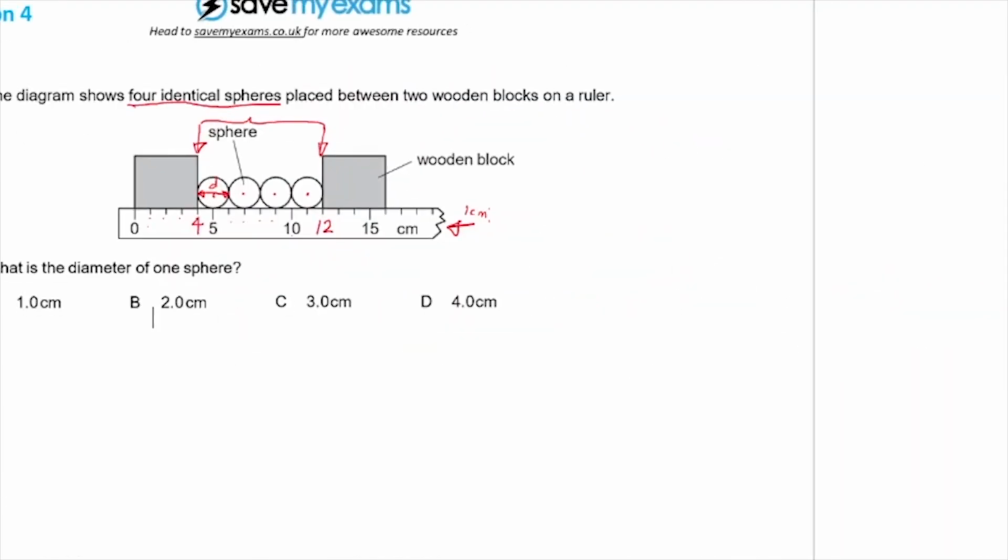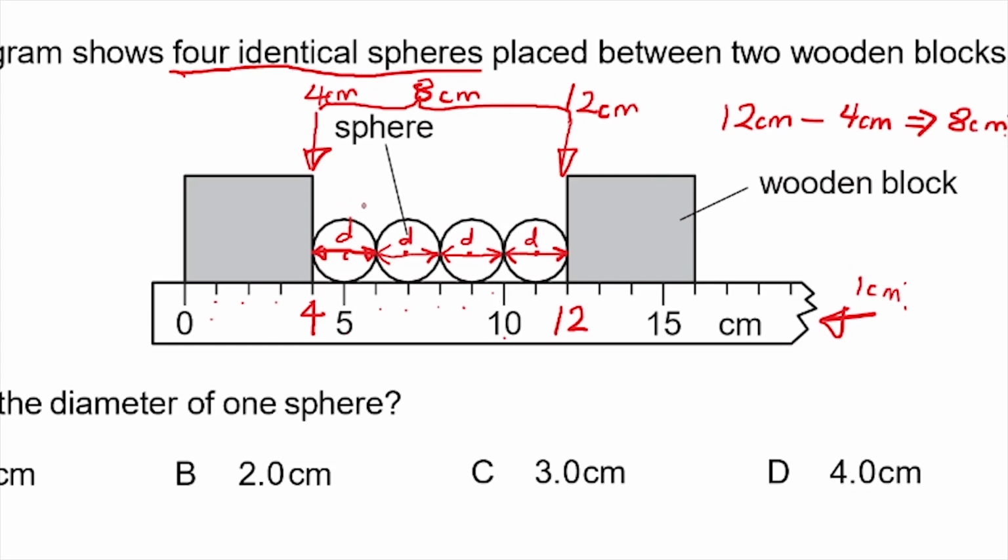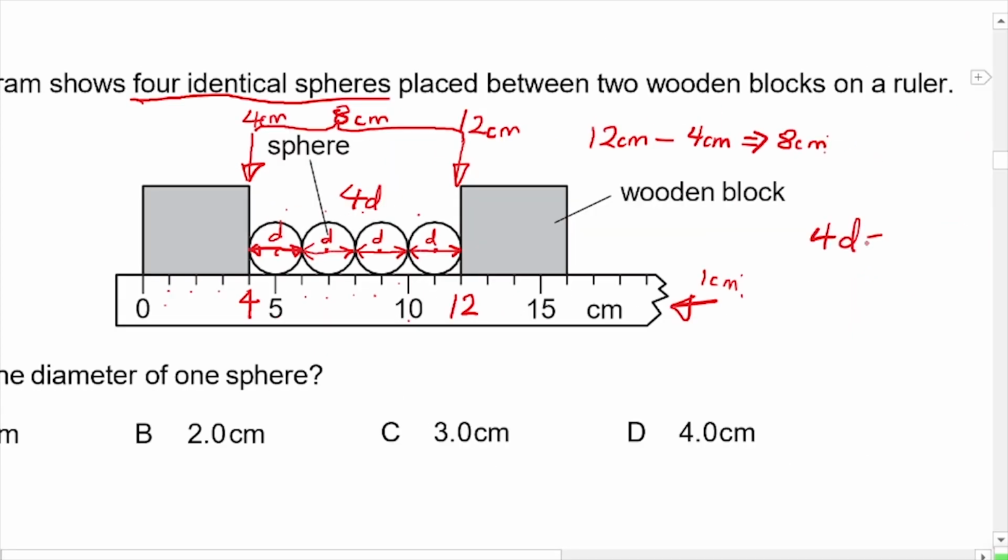They're identical, which means this diameter right here is the same as that diameter, and also the same as that diameter, and that diameter. The values of the diameters of these spheres are the same. So if we add them, we have 4 diameters. They are covering this length from there up to there. Here this is 12 centimeters and right here it is 4 centimeters. So to get this distance, it is 12 centimeters minus 4 centimeters, which gives us 8 centimeters. So in between here, this is 8 centimeters long. It means these 4 diameters, 1, 2, 3, 4, this 4D is covering 8 centimeters.